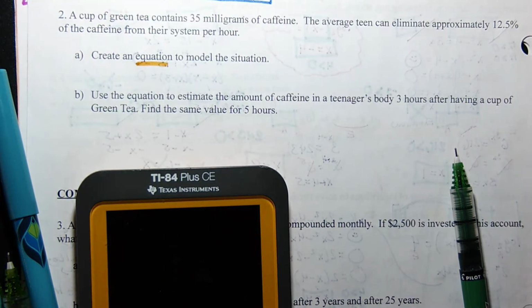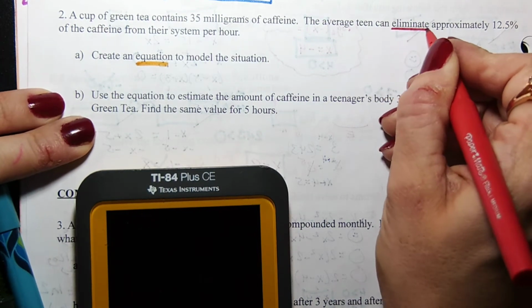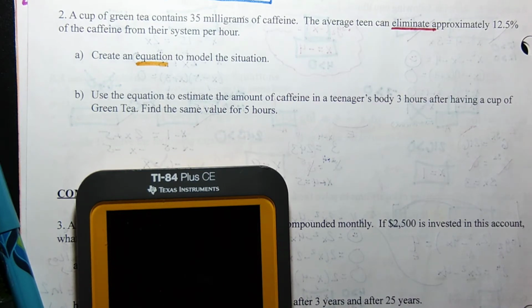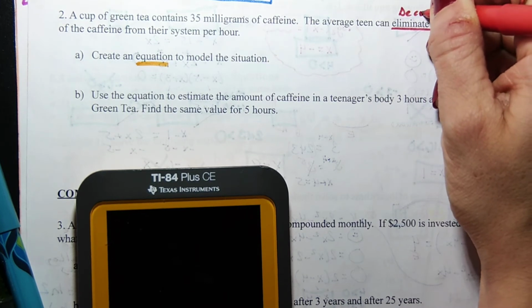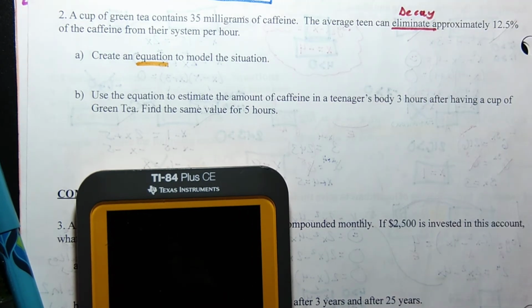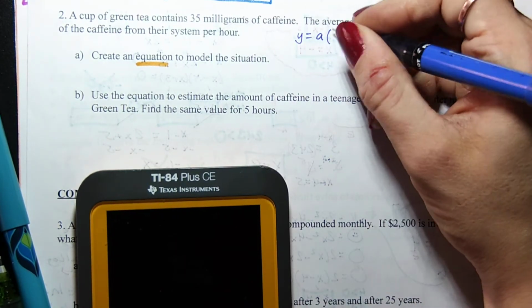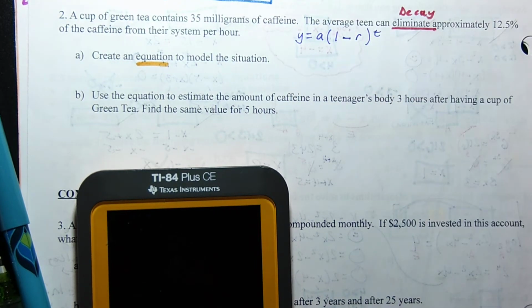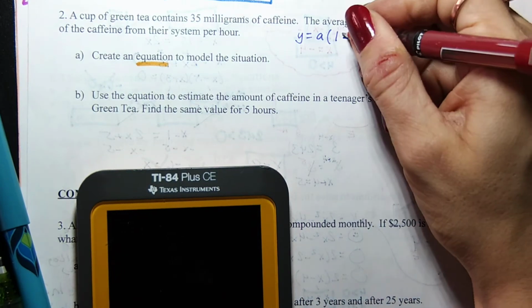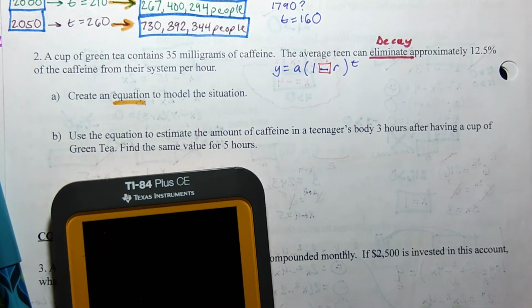Is this going to be growth or decay? Decay. Why? Because we are eliminating the caffeine from our system. So this is what tells me decay. So that means for our model, we are going to use y equals a times 1 minus r raised to the t. So for decay, it's a minus between the 1 and the r. So that's what model we're going to use.